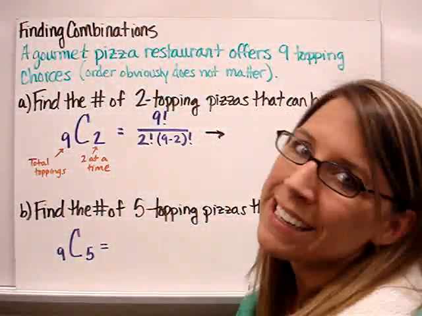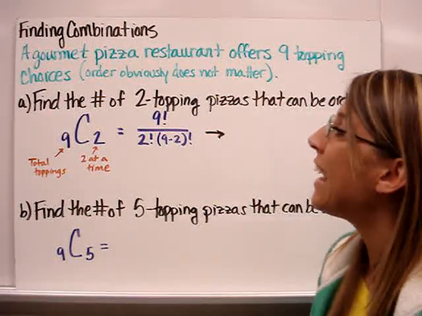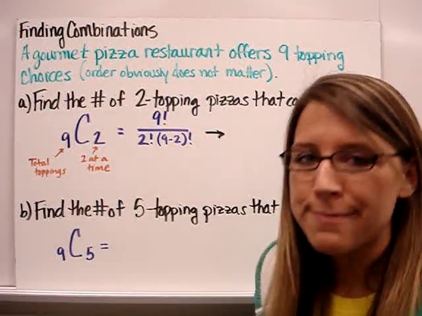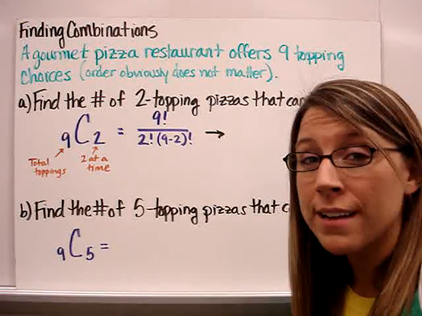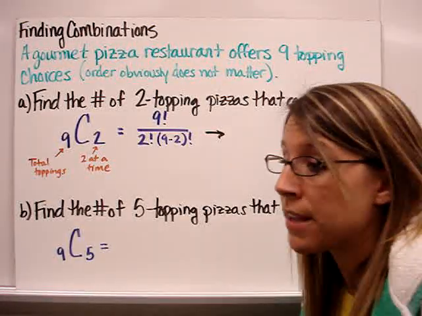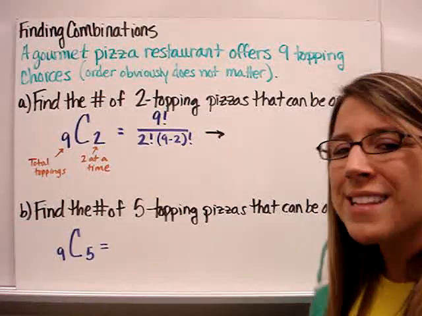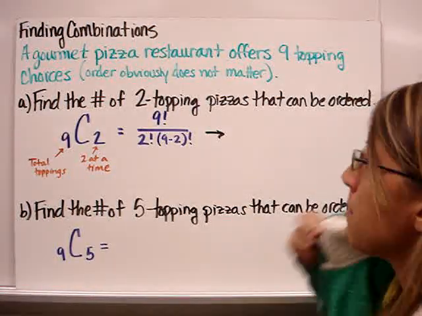Let's talk about finding combinations. So a gourmet pizza restaurant offers 9 topping choices. Obviously, when you're ordering pizza, the order doesn't matter. It's not like finishing a race. If you have 9 different toppings and you want to get 2 toppings, the combination of those 2 toppings doesn't matter which one comes first. So this is why it's under combinations, not permutations. Find the number of 2 topping pizzas that can be ordered.